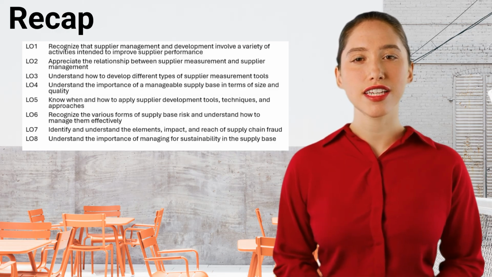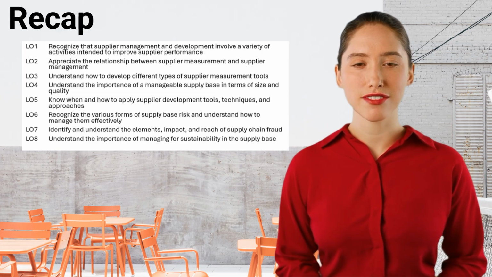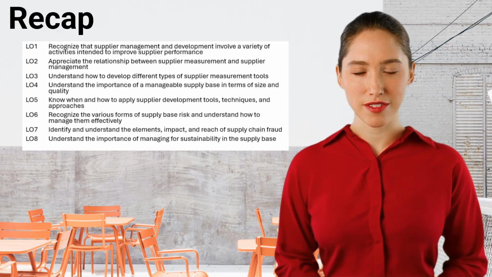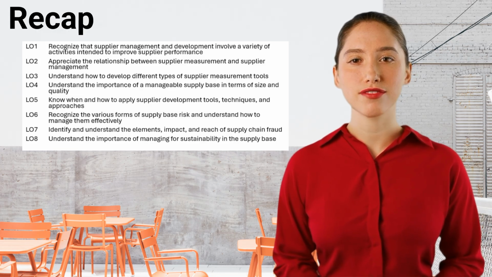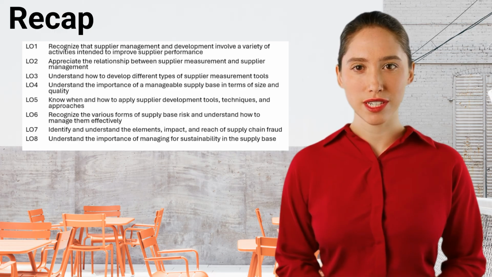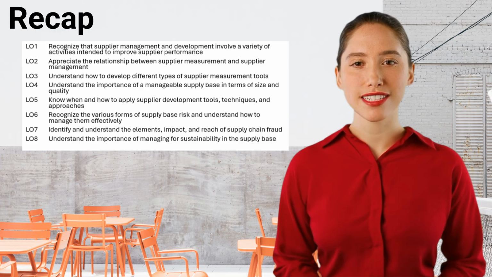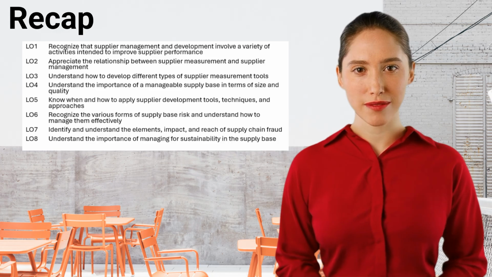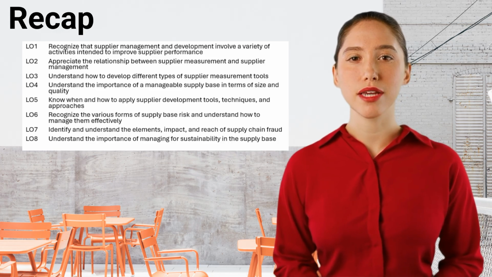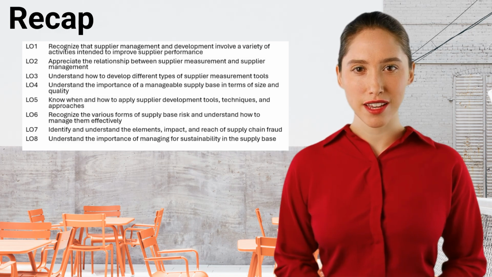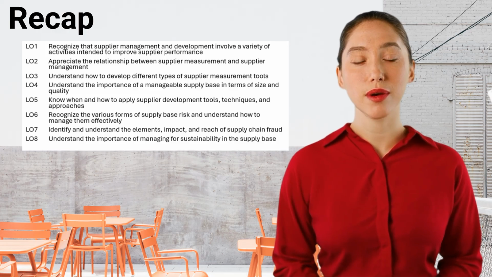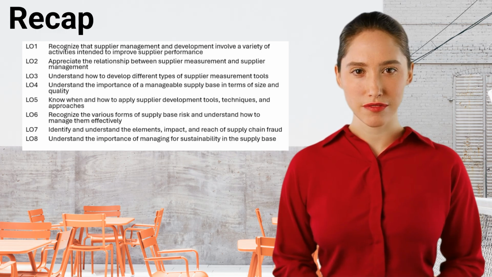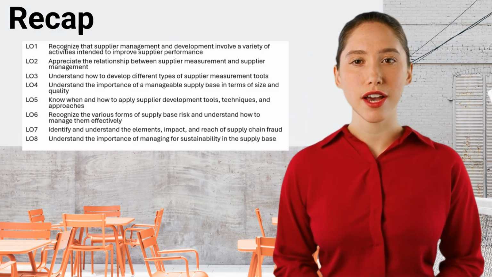Let's quickly tie everything together by walking back through each learning objective and what it actually means. First, we learned that supplier management and supplier development involve many activities aimed at improving supplier performance. This includes monitoring suppliers, communicating expectations, correcting problems, and working collaboratively so suppliers become more reliable and capable over time. Second, we discussed how supplier measurement connects directly to supplier management. You can't manage suppliers if you don't measure them. Performance data is what tells the firm who is doing well, who is struggling, and where improvement efforts should be focused.